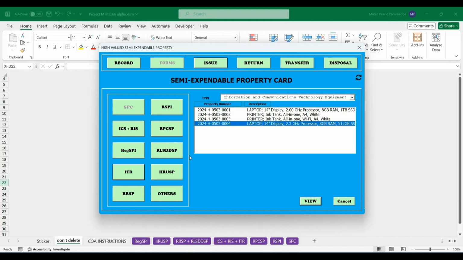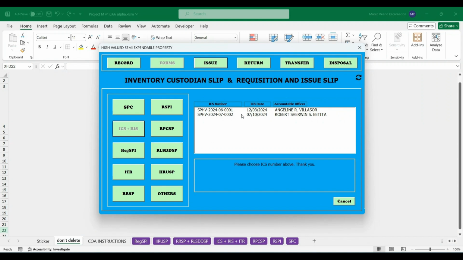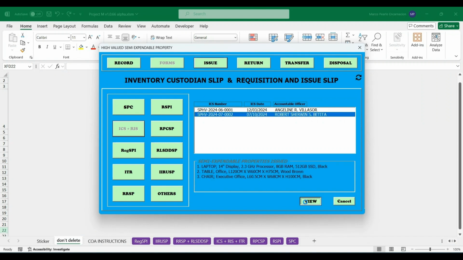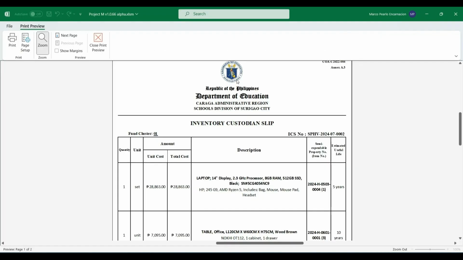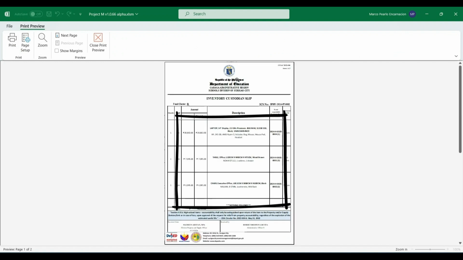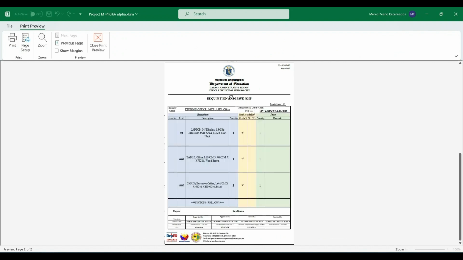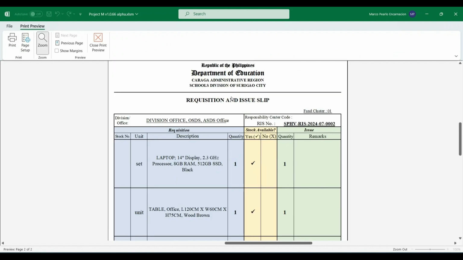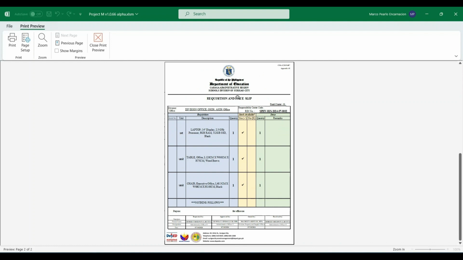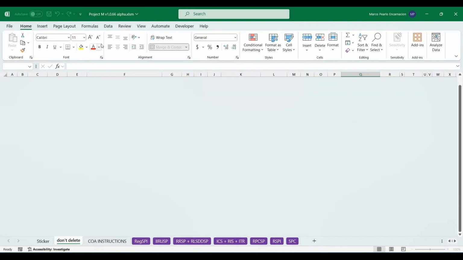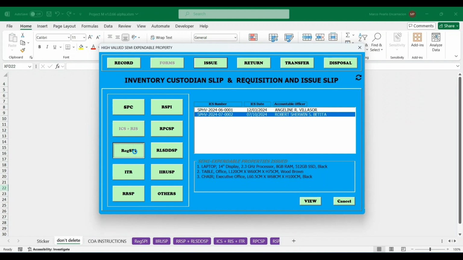Next is the Inventory Custodian Slip, or the ICS form. This form is used by the Property and Supply Unit to issue tangible items amounting to less than 50,000 pesos to end user to establish accountability over them. Next one is the Requisition and Issue Slip, or the RIS. The RIS shall be used by the requisitioning office to request supplies, goods, equipment, or property carried in stock, and by the Property and Supply Unit to issue the items requested.